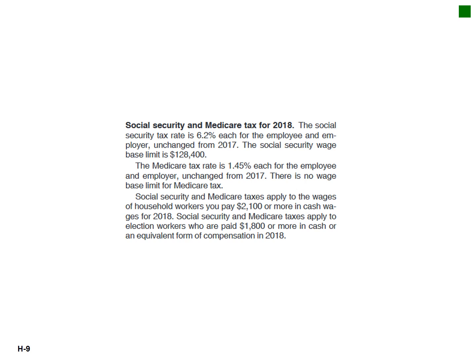This is an excerpt from that publication. Each year, the IRS issues this publication. So this is the publication for 2018. You can see what the Social Security tax rate is, and it shows what the base limit is. There's that $128,400 that we talked about a few slides ago. So that's how an employer knows what the ceiling is in a given year.